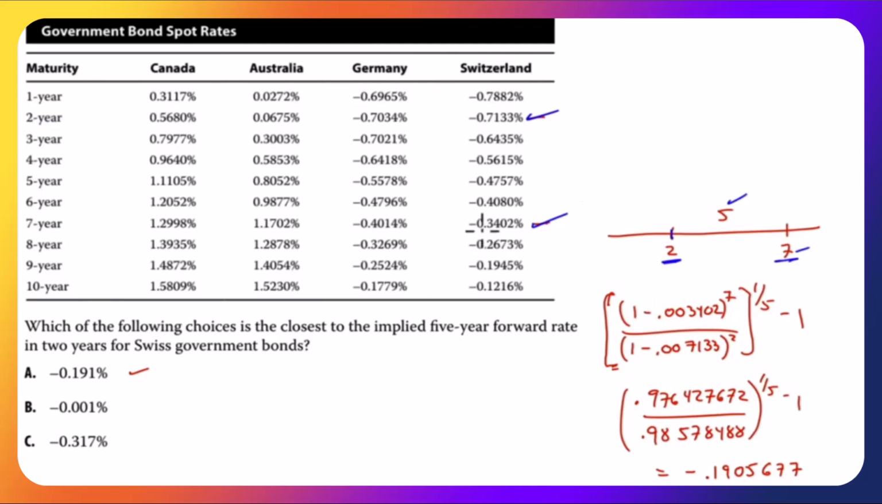So it's 1, and it would be plus, but we have a negative rate. So 1 minus the 7-year rate, compounded for 7 years, divided by 1 minus the 2-year rate compounded for 2 years. The difference between 7 and 2 is 5, so it's the ratio to the power of 1/5 minus 1. This turns into this. This denominator turns into this. Divide these two, take the 5th root minus 1. We get negative 0.1905. There it is over there with A.